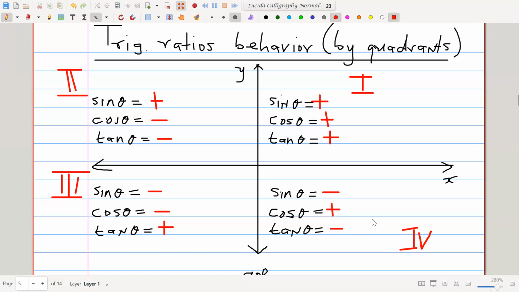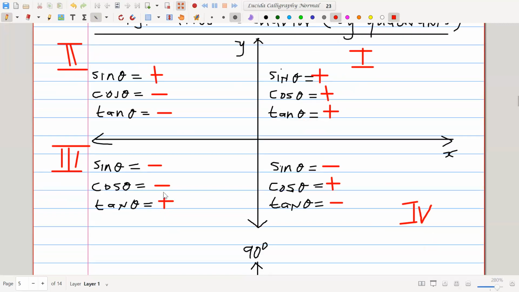So this is the signs of your trig ratios by quadrants. So always remember that. In the first quadrant, all your trig ratios are positive. Second quadrant, only sine is positive. Third quadrant, only tangent is positive. And then fourth quadrant, only cosine is positive.